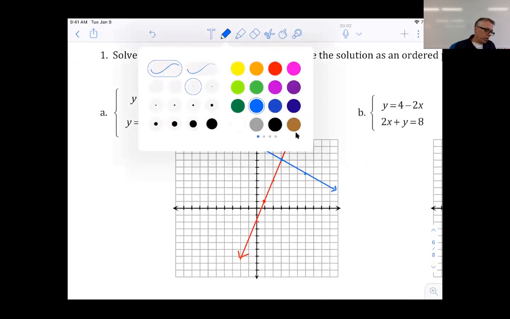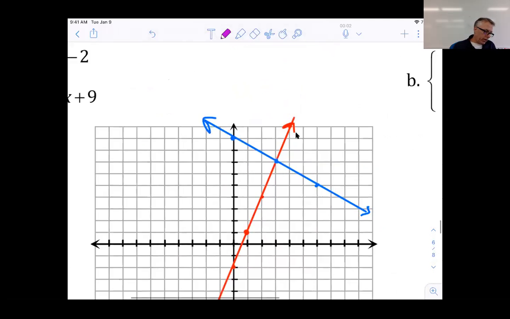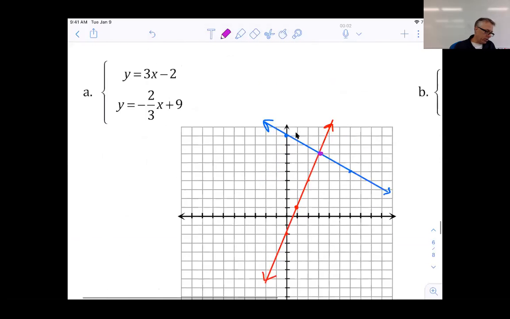Don't do all the work and not answer the question. To solve it, we're looking for the coordinates right here. Just reading it, x is 1, 2, 3, and y is 1, 2, 3, 4, 5, 6, 7. So (3, 7) is our solution.